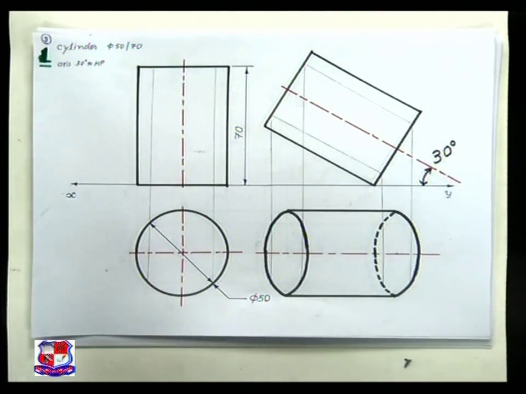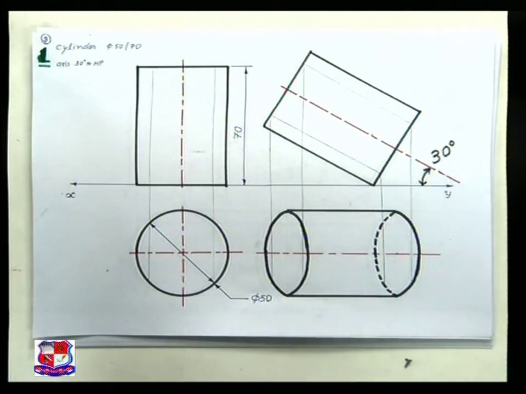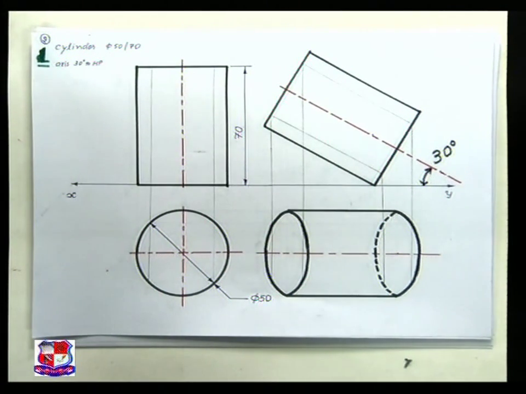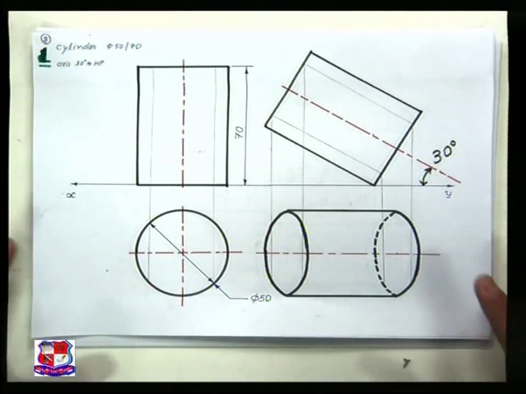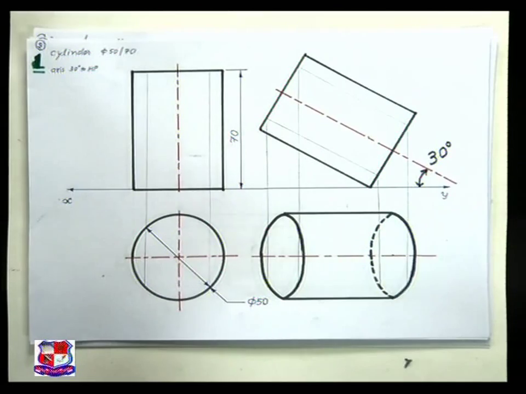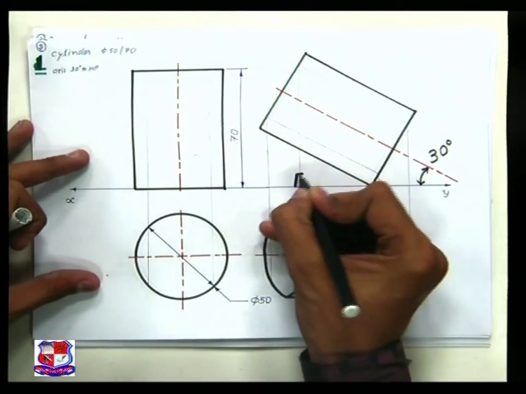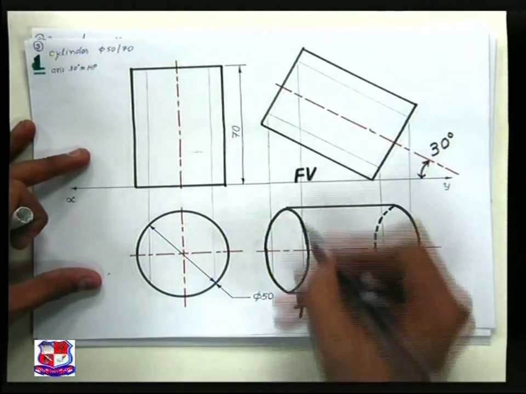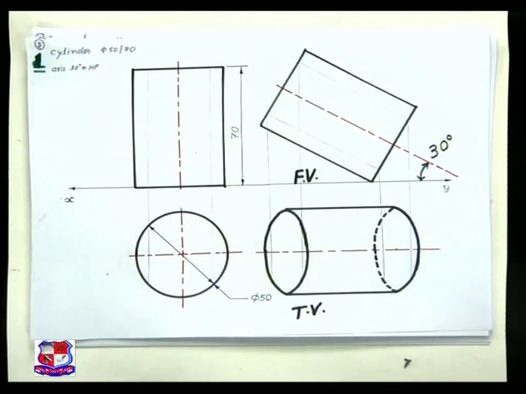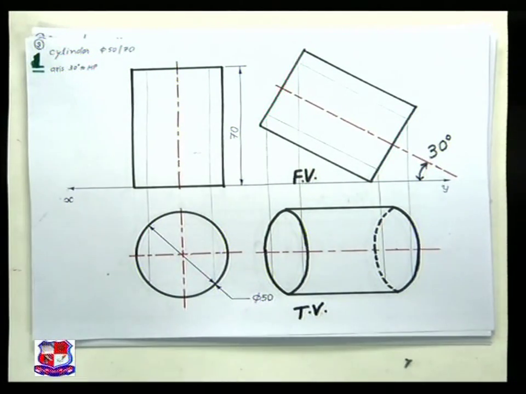After drawing all these points, you can lighten the remaining projection lines. They need not be represented, or they should be drawn very much lighter to avoid the confusion. Only these two views are needed. You can write the name of views, say this is front view and this is top view. So I hope the solution of problem number 2 is clear to you.